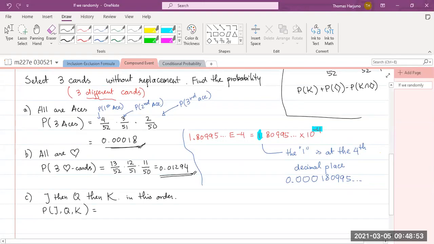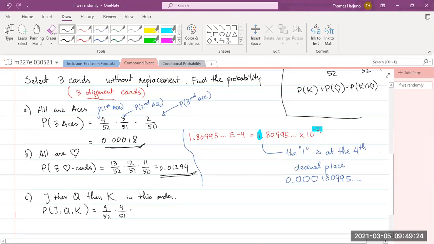So how many Jacks? There are 4, right? 4 Jacks out of 52. After you get a Jack card, you set it aside. What is the probability of getting a Queen next? How many queens in the deck now? There are 4 queens out of only 51 cards because you took 1 Jack out already, right?